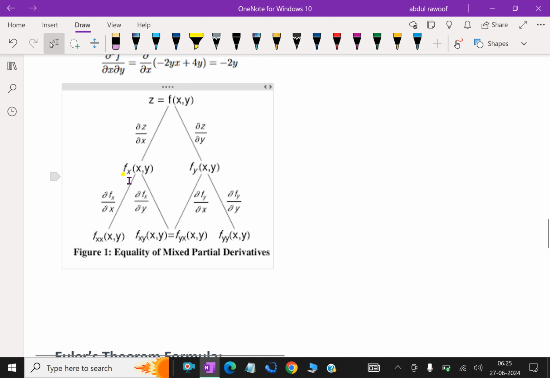Further, it can be differentiated with respect to x itself. It becomes dou fx by dou x, and here dou fx by dou y. Here also we can find second derivatives, that is dou fy by dou x and dou fy by dou y. So together we can write the second derivatives as fxx, fxy and so on. Here fxy means differentiating with respect to x and then y. Like we can combine this in a figure, which is better to remember.